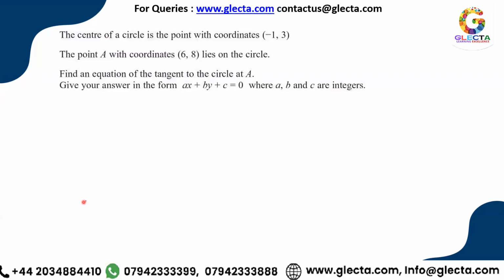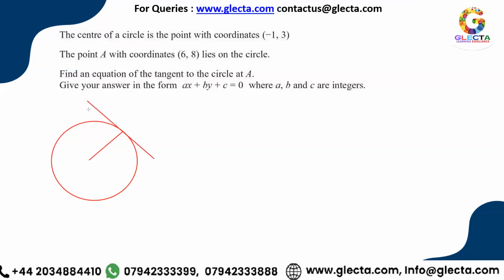Now over here, Mr. Abdul, can you please read out the question for me? The center of a circle is the point with coordinates -1, 3. The point A with coordinates 6, 8 lies on the circle. Find an equation for the tangent to the circle at A. Please give your answer in the form ax plus by plus c equals 0, where a, b, and c are integers. Thank you so much, Abdul.